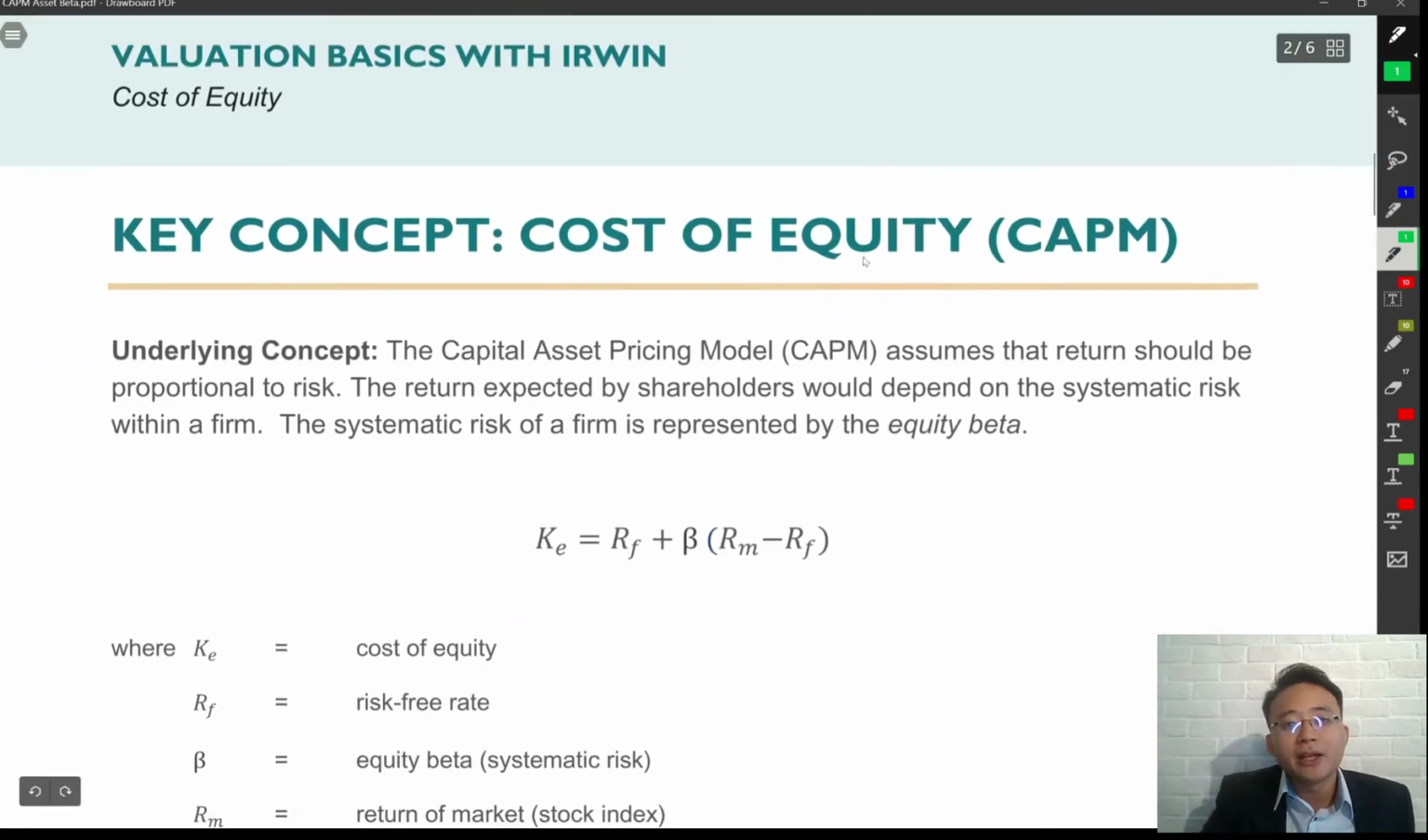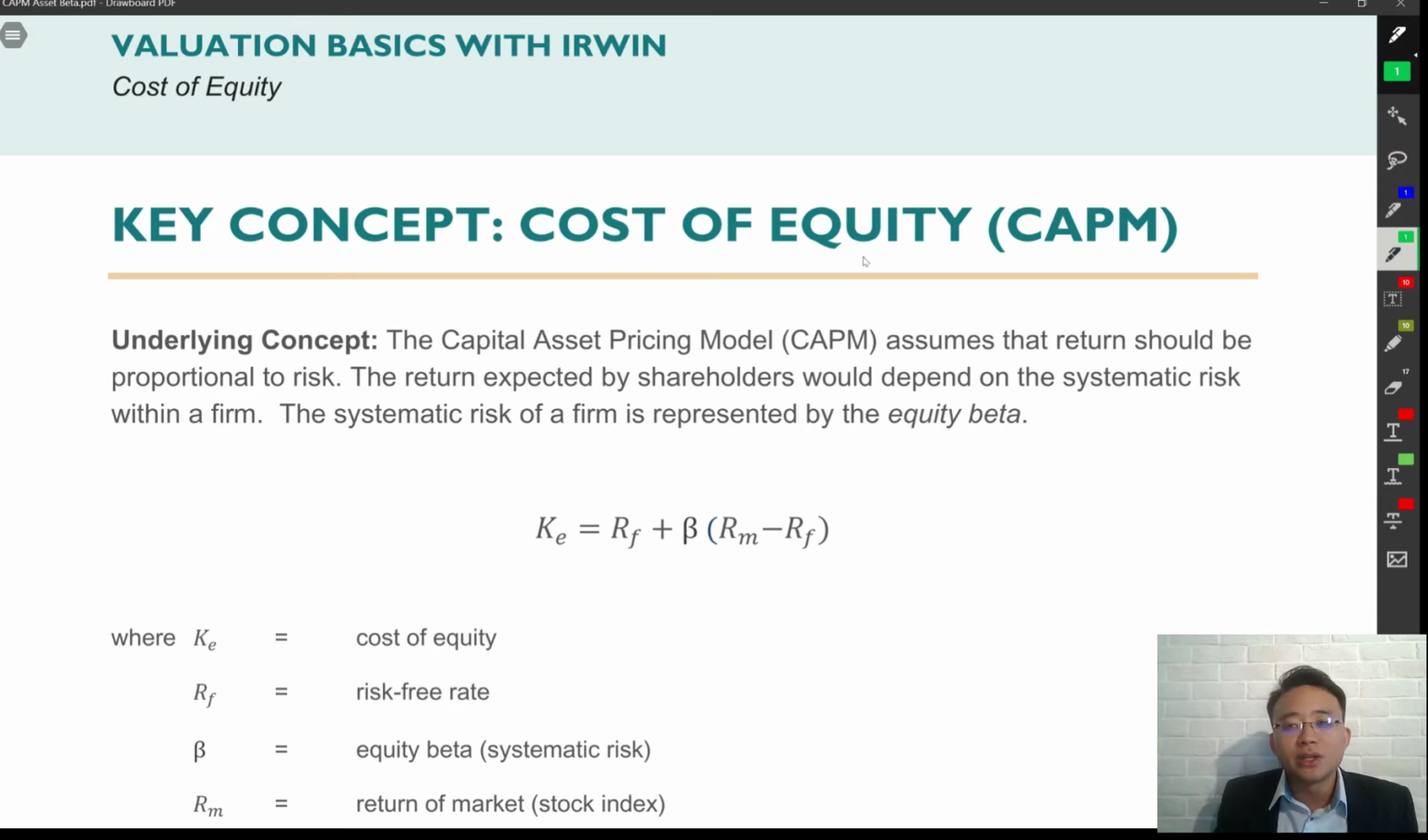Now, when it comes to finding the cost of equity, you will commonly hear students saying we need to use CAPM. Now, what exactly is CAPM? In its long form, it stands for the Capital Asset Pricing Model. But that doesn't mean too much. What in essence is this model? This model assumes that an investor's return should be proportional to the risk that he takes.